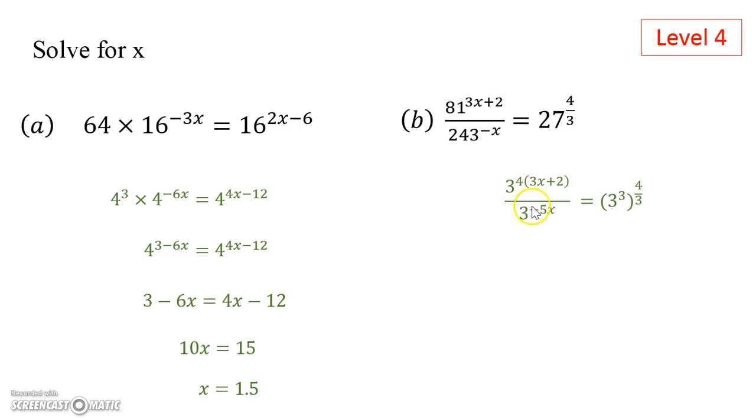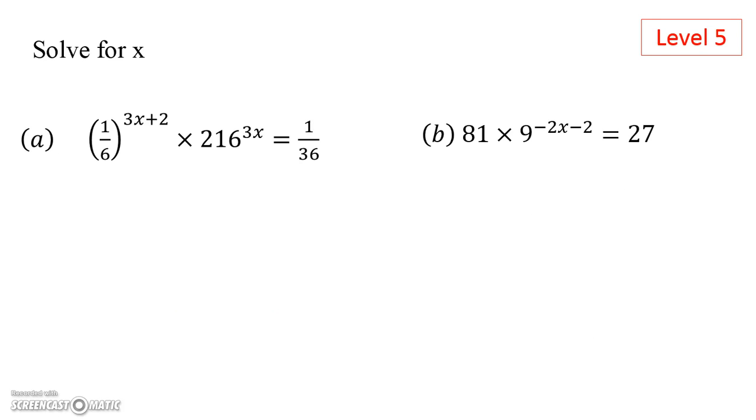Okay, and you just sub those in, and you expand out your brackets. You simplify this left-hand side a bit. You simplify right-hand side there. Equate the exponents, and simplify. Okay, and there is one more level. Okay, level 5. Okay, again, have a go, pause the video, come back in a minute.